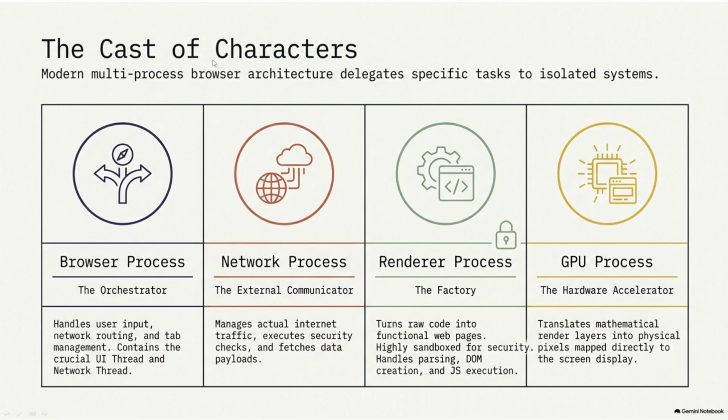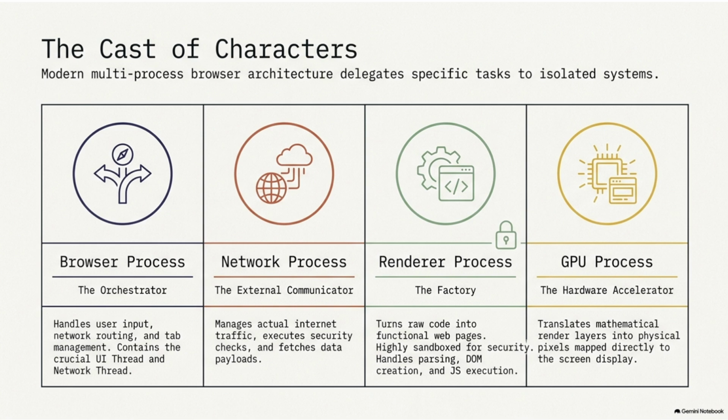Before that, what are the processes involved in this? Here is the browser process, which is basically the orchestrator. It handles the user input, network routing, and tab management. Then the network process, which is basically the external communicator. It will take the request and the internet traffic to the server, and it will fetch the data from there.